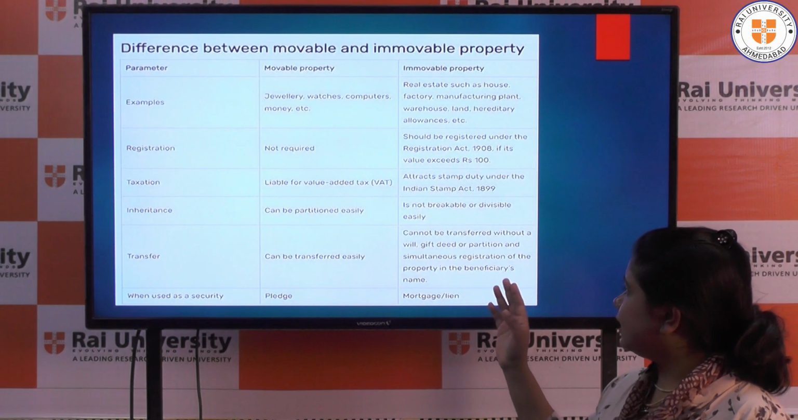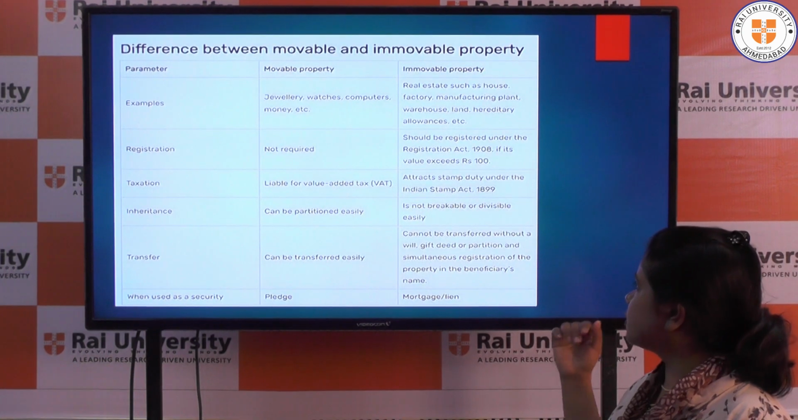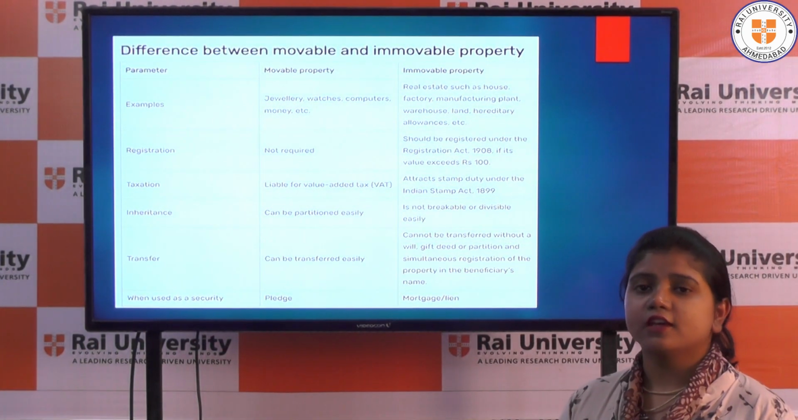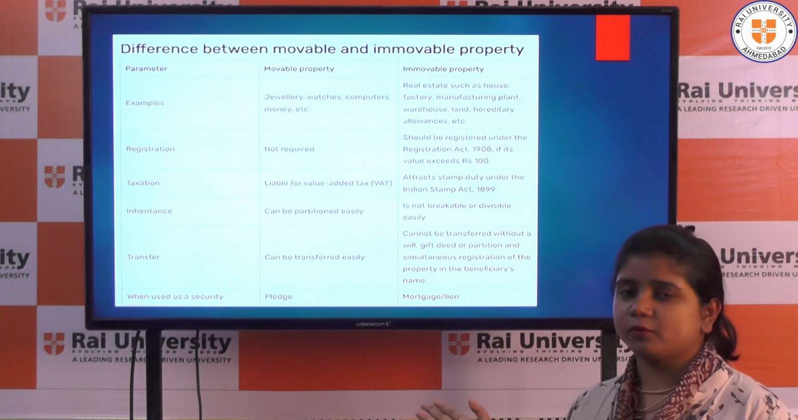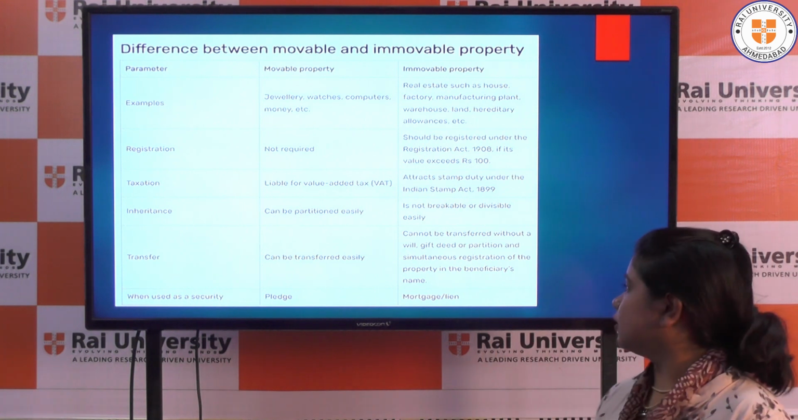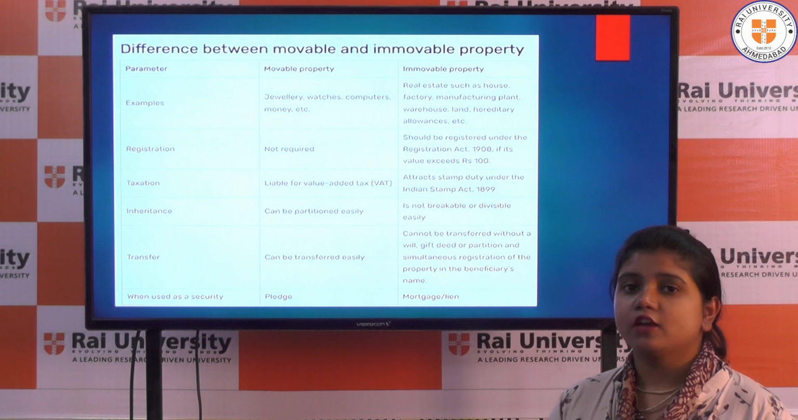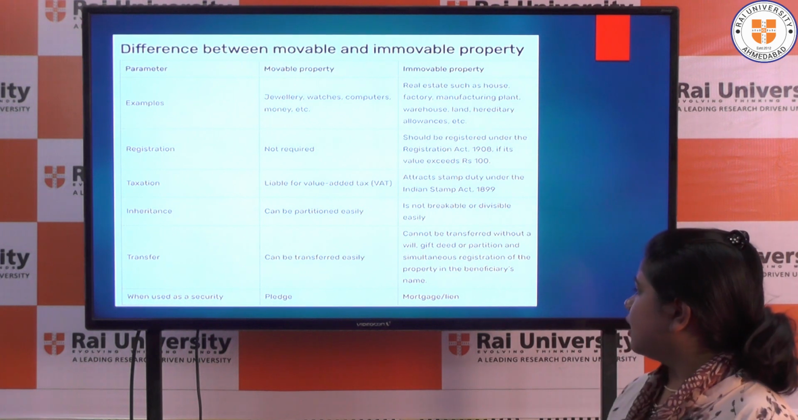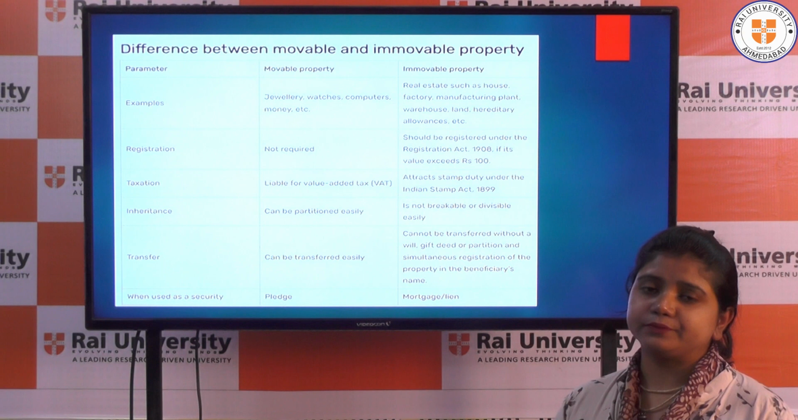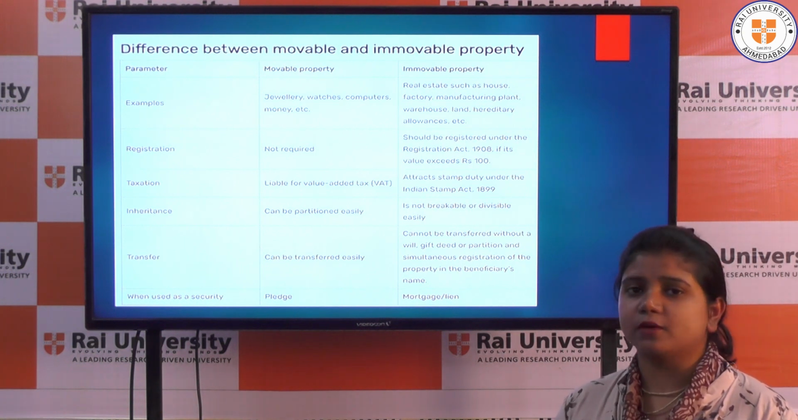The next is inheritance. Movable property can be partitioned easily, and immovable property cannot be broken or divided easily. So in the case of inheritance, movable property is quite easier to transfer, but in case of immovable property, you have to follow certain protocols. And what about transfer? Movable property can be transferred easily, but if we have to transfer immovable property, even as a gift, you have to make a registration, a proper documentation. And if we use the property as security, in the case of immovable property, it will be called a mortgage, lien and so on. But in case of movable property, it will be termed as pledge.